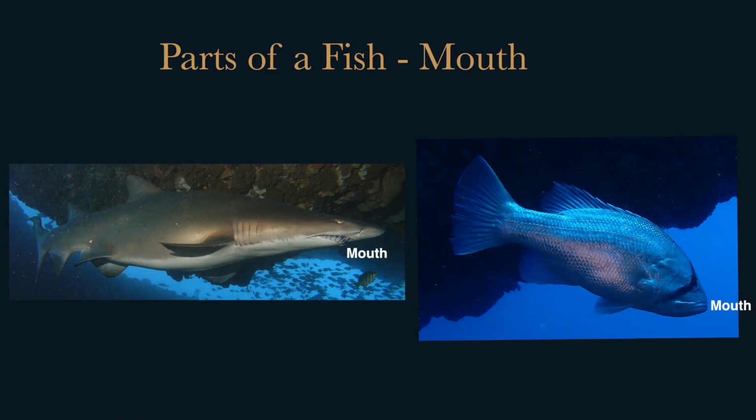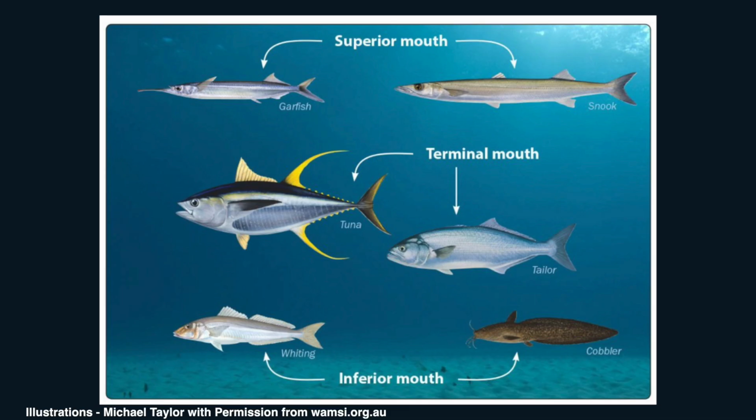Like everything else, fish's mouths are shaped by their lifestyle and their feeding patterns. Some of them have mouths that face up, called superior mouths, that is if they feed on the surface. Others have downward facing mouths for feeding on the bottom. Others have a mix with a mouth at the end called a terminal mouth.